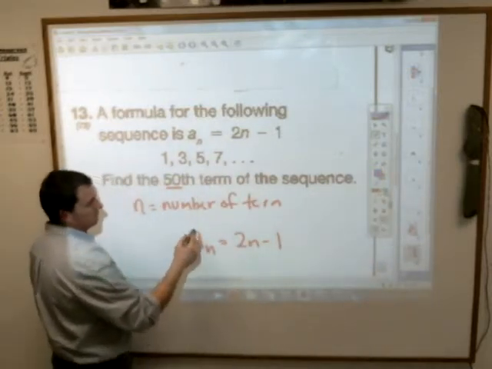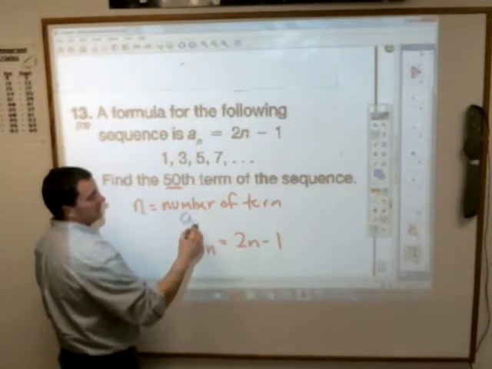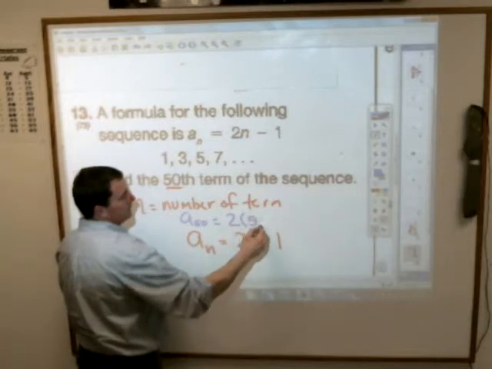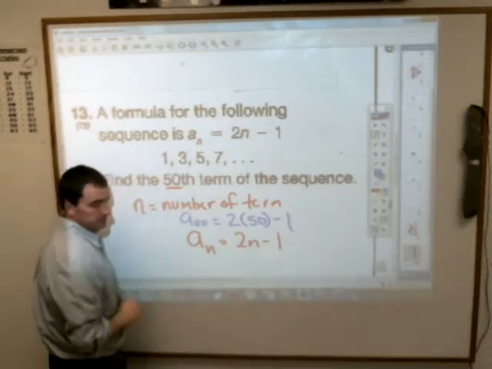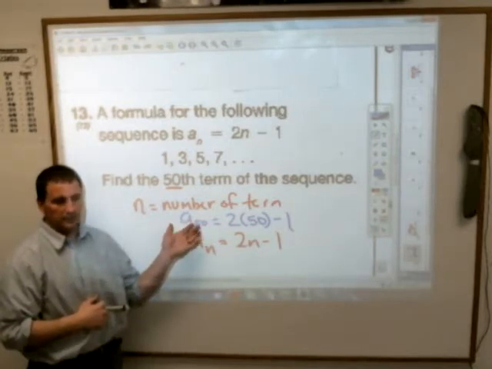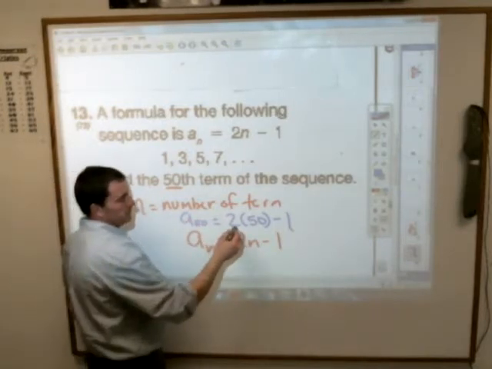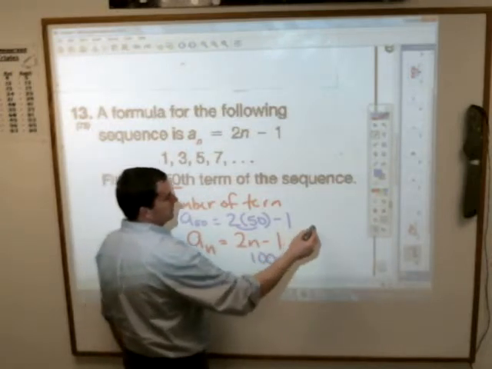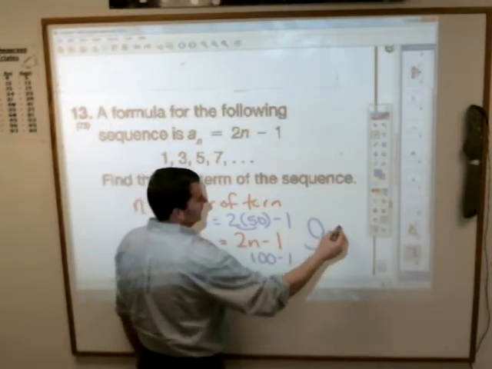Okay, so here you end up with a sub 50 equals 2 times 50 minus 1. So this just means the 50th term. That's what that letter is. So you just do this. What's 2 times 50? 100. And 100 minus 1 is 99.